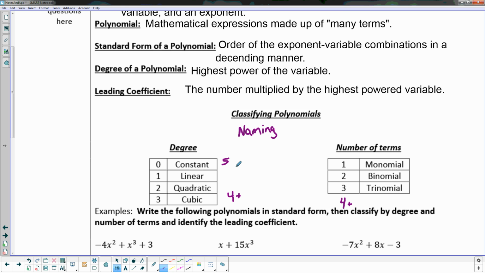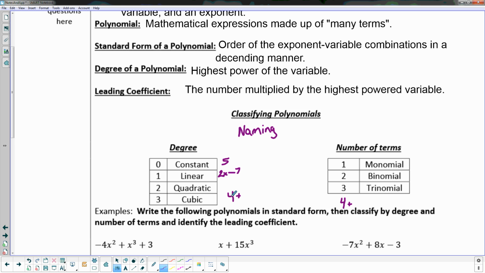Okay, that would be your polynomial. It only has one term, and it has no variables, but that makes it constant. Something that's linear might look like 2x minus 7. That would be linear. Quadratic would have an x squared, and cubic would have x to the third.